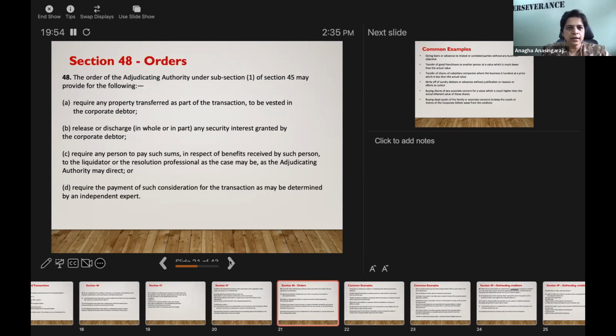Now, what are the orders which we can get against an undervalued transaction? The order of the NCLT may provide for requiring the property transferred under this transaction to be vested in the corporate debtor, release or discharge in whole or part any security interest granted by the corporate debtor on that asset, require any person to pay such sums in respect of benefits received by such person to the liquidator or the RP as the NCLT may direct, or require the payment of such consideration for the transaction as may be determined by the independent expert. Say that land was transferred for 10 lakhs only, whereas the value was 50 lakhs, then that difference amount, as determined by that independent expert, the NCLT can direct that the balance amount be paid to the CD.